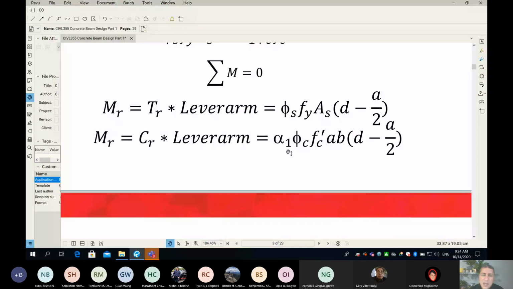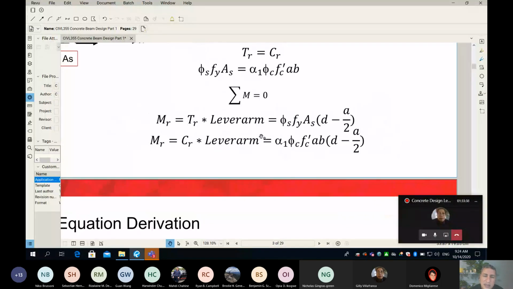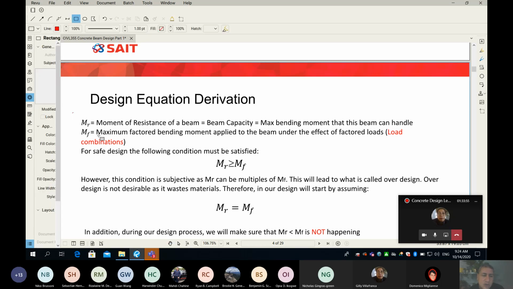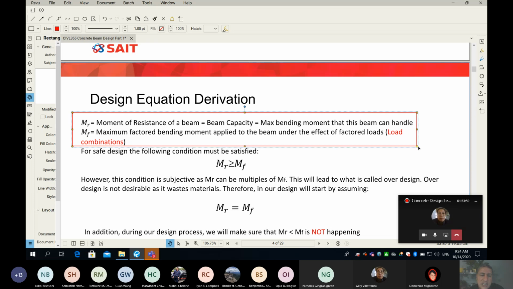Now, you can see that's what we do in our check. But for the design, when we start, we know the M_f and we don't know the M_r, because the beam does not exist at the moment we start our design. Please, this is very important. Please make sure you understand this statement. Take your time and read those things.